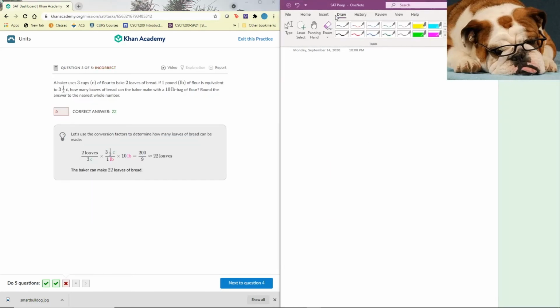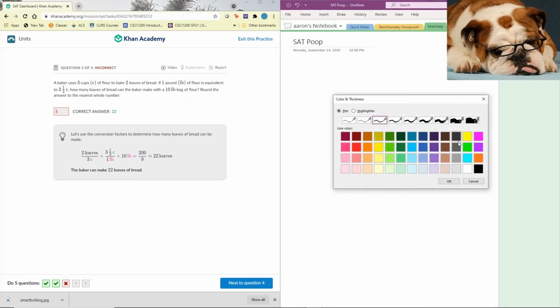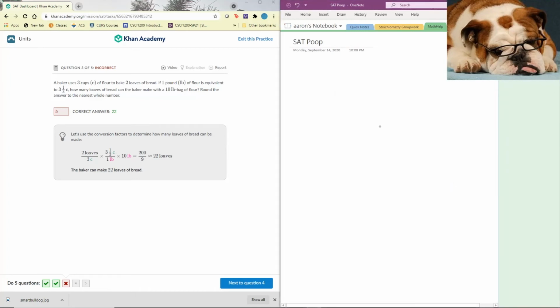So for this problem, I let Clumsy try to solve it. And as you can see, Clumsy thought it was 5, but the correct answer is 22. So let's see how we can fix Clumsy's answer and get to 22. So let's pick our favorite marker again, the big old treat marker, that's what I'm calling it. Okay, so they even try to help us. So let's see what Clumsy did wrong.